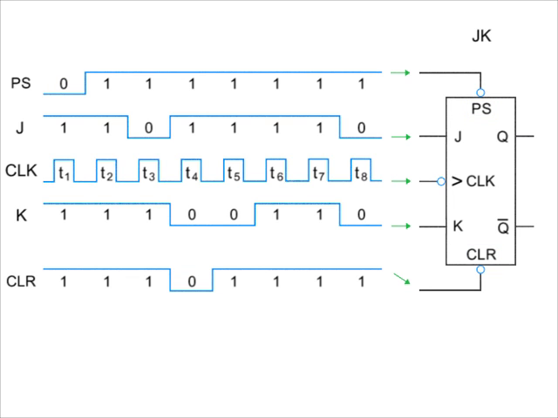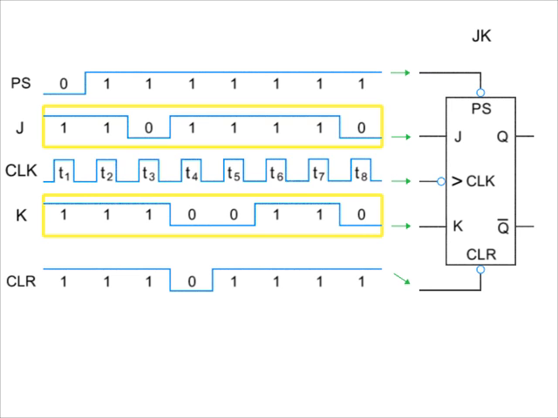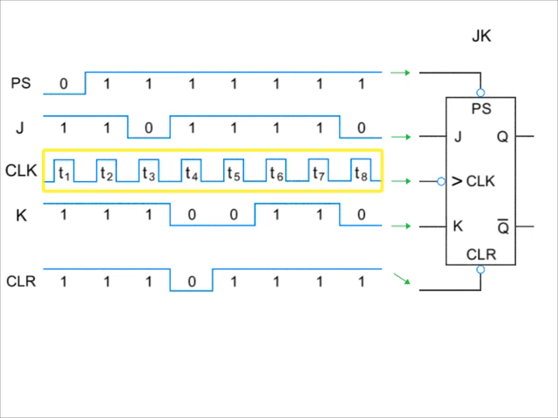Here we have the inputs to the preset and clear, the synchronous inputs to J and K, and the input of the clocking pulse. The clocking pulses are represented by T1 through T8. They operate on a negative edge triggering. Thus, the flip-flop is activated when the clock impulse goes from high to low.